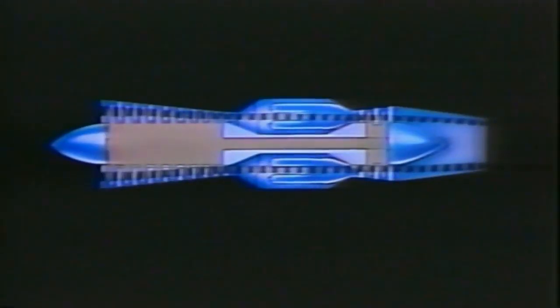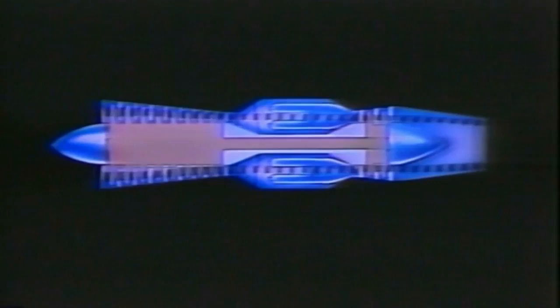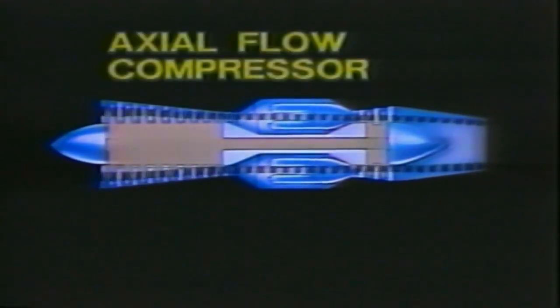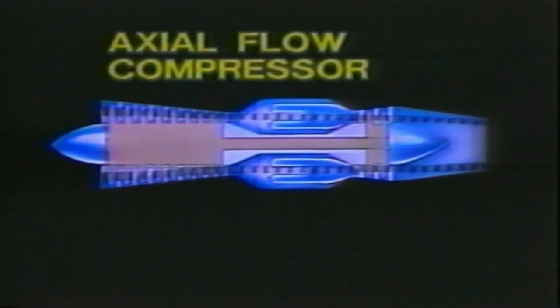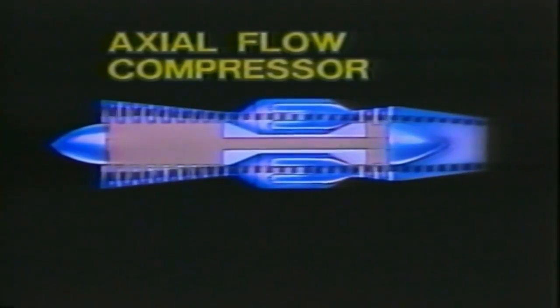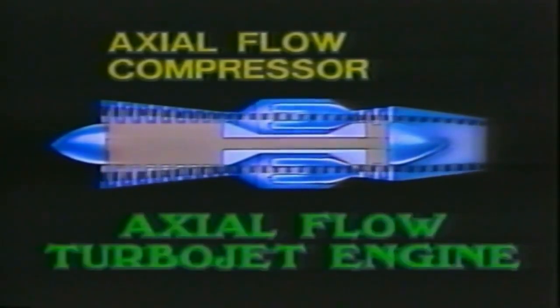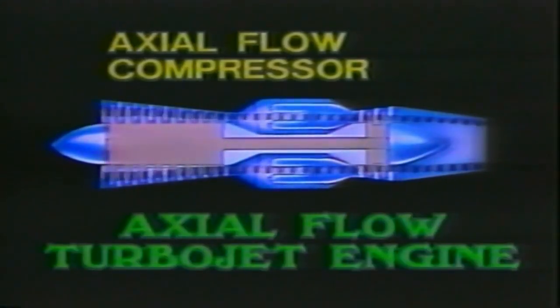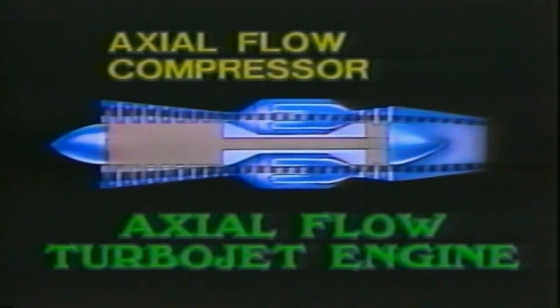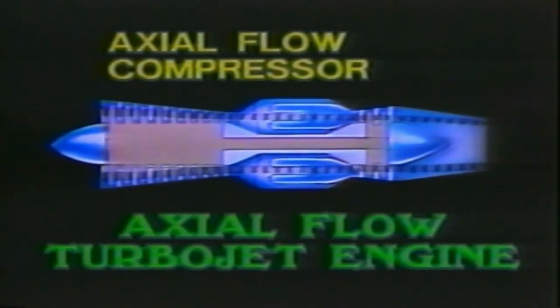Which brings up another term we ought to remember. This is called an axial flow compressor because the air flows parallel to the axis of the compressor. For the same reason, we refer to this type of power plant as being an axial flow turbojet engine.